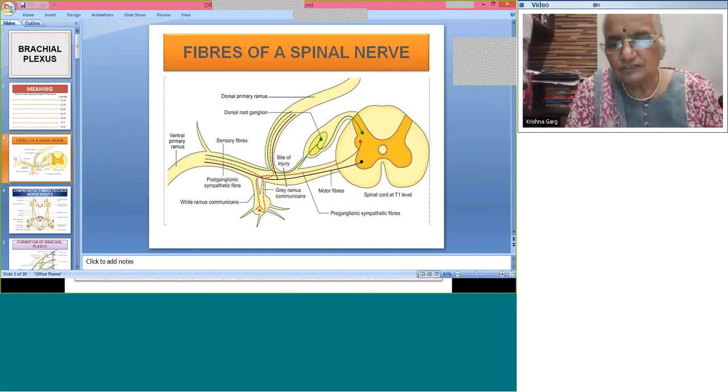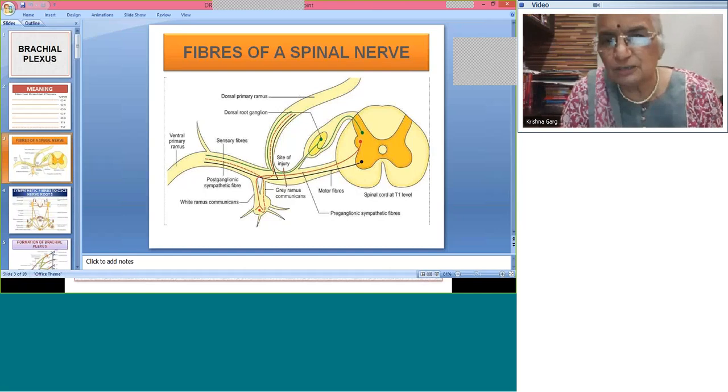This is a segment of the thoracic spinal cord, one segment of the spinal cord. It has a dorsal horn which is narrow, a lateral horn, and an anterior horn. Anterior horn fibers are motor. In the posterior horn, the sensory fibers are entering. So the nerve is a mixture of dorsal root and ventral root, and this trunk divides into a dorsal primary ramus which is smaller and a ventral primary ramus which is bigger.